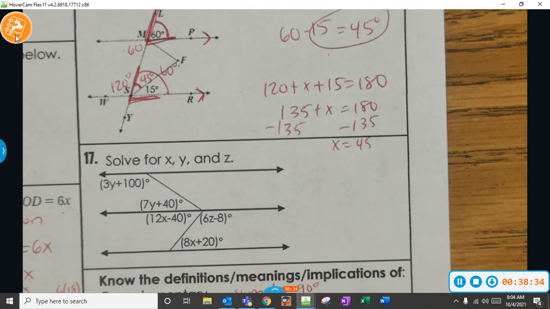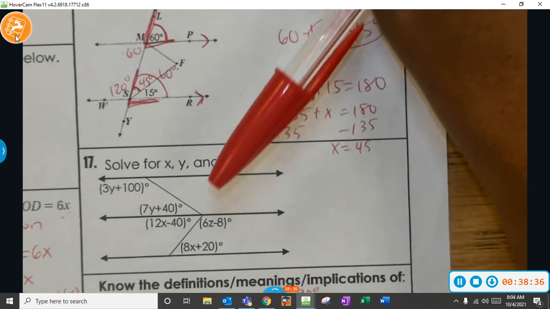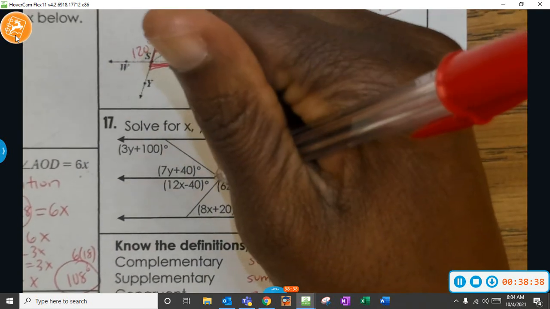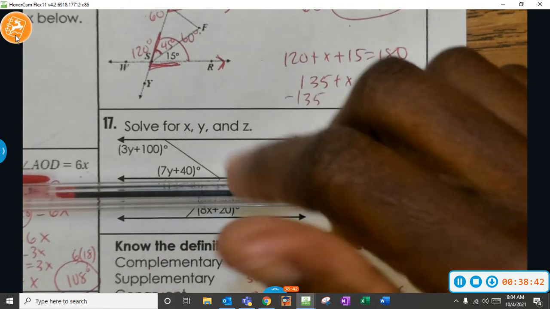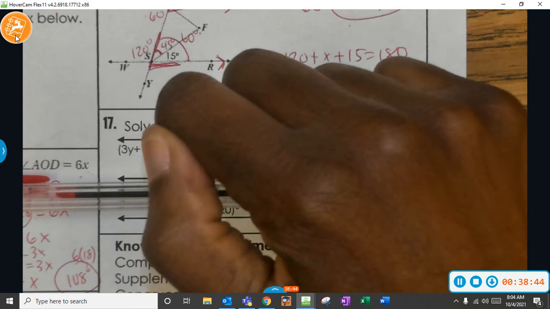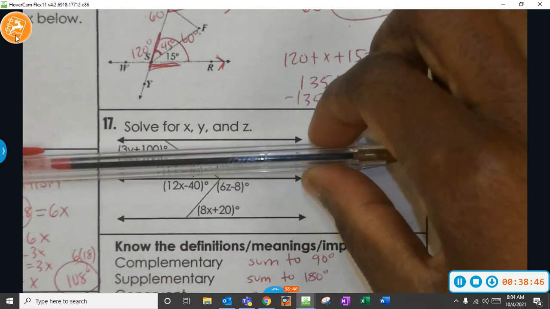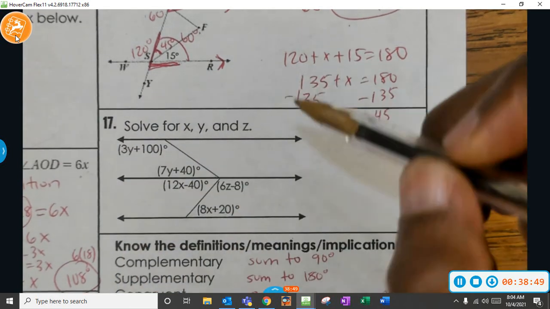Okay, 17 is tricky because there's two transversals. So technically these are separate problems. You can't really relate these things on the bottom to the things on the top because these are on the same transversal, so those will be related, and then these are on different transversals, so those will be related.